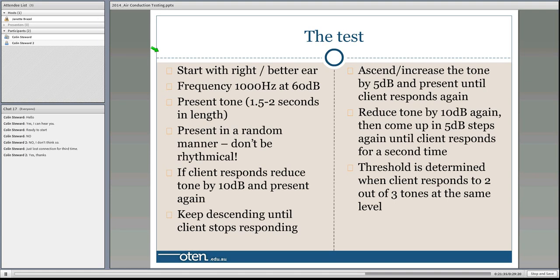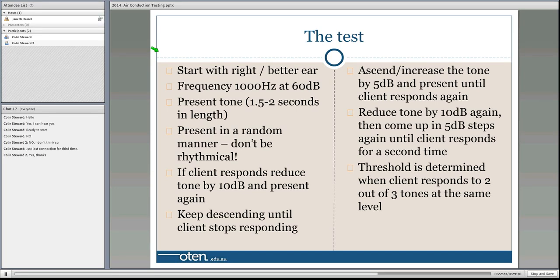We start, as I said before, at 1,000 hertz at around 60 decibels and we present our tone. The optimal time of tone presentation is 1.5 to 2 seconds in length. Now studies have been done on that. It's not just something we've pulled out of the air. It's shown that anything less than 1.5 seconds, if you hold down a tone, isn't long enough for the brain to actually acknowledge that the sound's been heard, especially if there is a little bit of a hearing loss. And anything greater than 2 seconds, you can just keep holding it down and keep holding it down. If they can't hear it, they can't hear it. They will have heard it by 2 seconds. No point holding it on any longer if you're not getting a response.